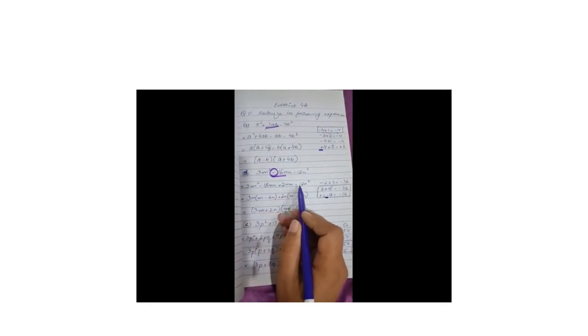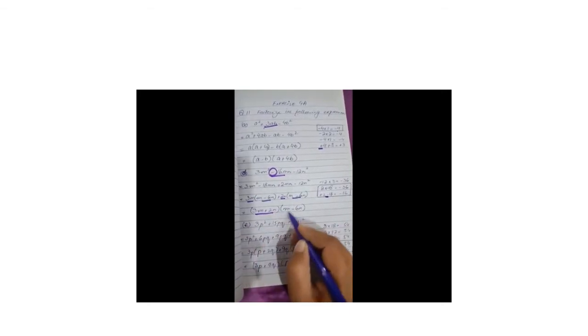So 3m square minus 18mn plus 2mn minus 12n square. 3m will be common: m minus 6n, plus 2n common: m minus 6n. The common bracket, m minus 6n, makes one term, and the outer terms make the other: 3m plus 2n. So the factors are 3m plus 2n and m minus 6n. Now part E, 3p square plus 15pq plus 18q square.